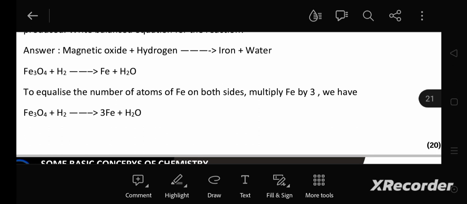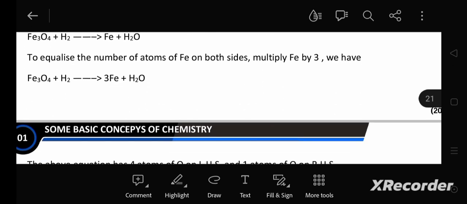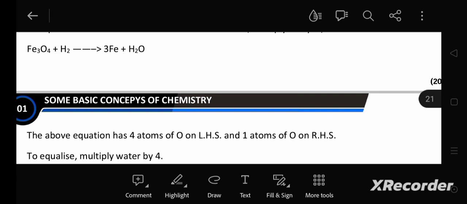So you can multiply the iron with 3 at the product side. So here 3 iron, and at the product side is also 3 iron is present. Now in the reactant side oxygen is 4, but at the product side oxygen is 1. So by multiplying the product side by 4, you will get the equalized oxygen atom.